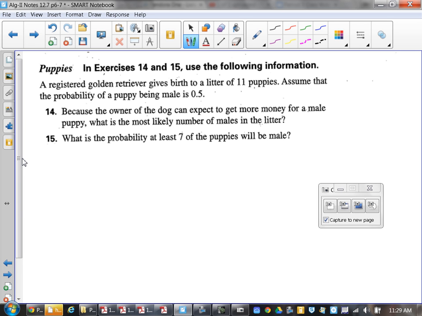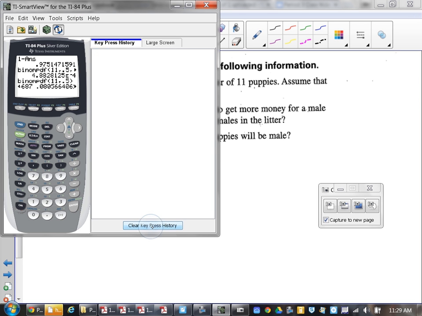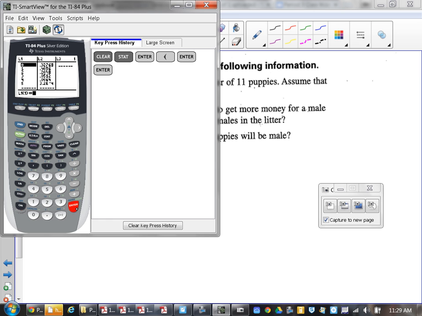So what you're looking at here is that you can create a list rather quickly in the calculator. If you go to your stat edit L1, we have 11 puppies. So we start at 0 males, and we go all the way to 11. So you'll put in 12 entries: 0, 1, 2, 3, 4, 5, 6, 7, and so on.